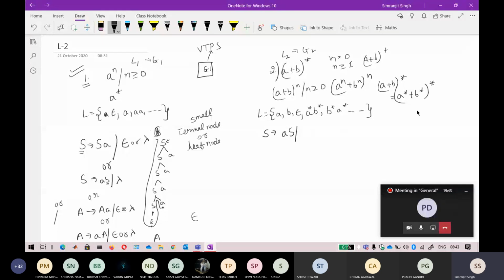And after that, if you want to denote a b star, just write a b and then S. Because this is a star here, it also means that epsilon can come in that. So that is why you include an epsilon or a lambda. Okay, so that is a very simple grammar to understand.